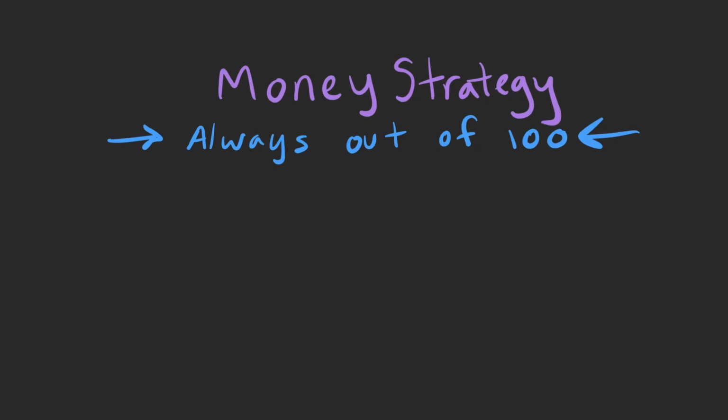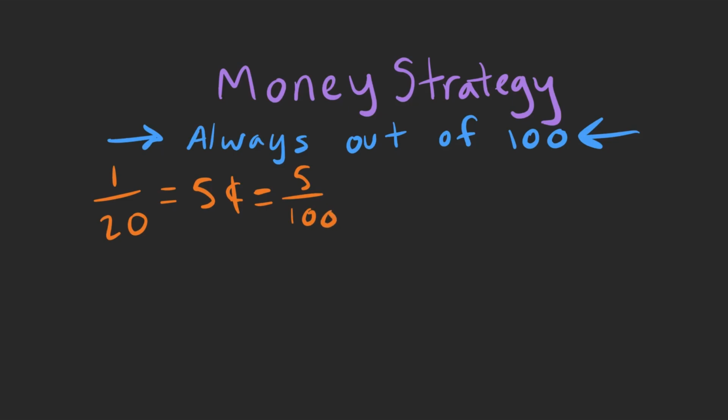When we're talking about the money strategy, one of the most important things to remember is it's always going to be out of 100. For example, 1/20th is equal to 5 cents in the money strategy, because if you had 100 cents and broke that up into 20 parts, there'd be 5 in each part. Plus, it takes 20 nickels to make $1. And 5 cents would be the same as 5 out of 100.